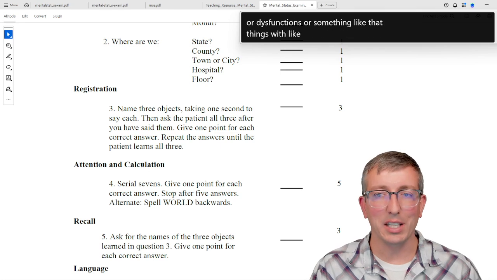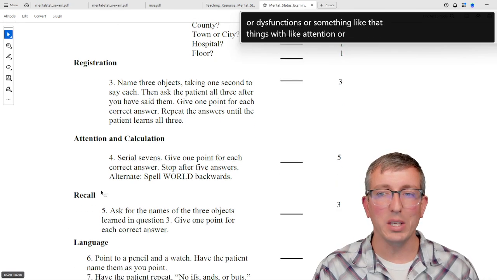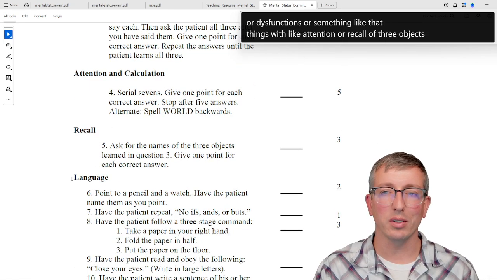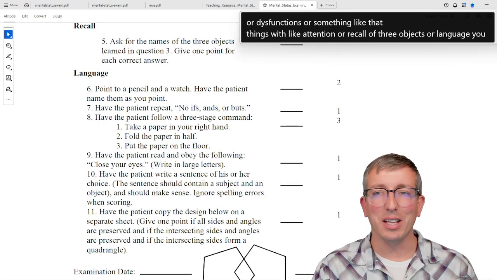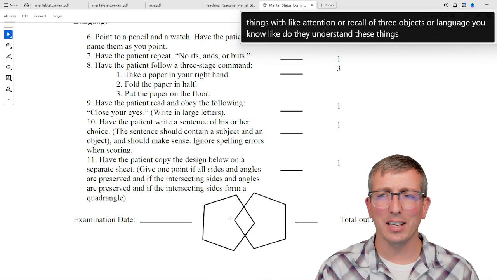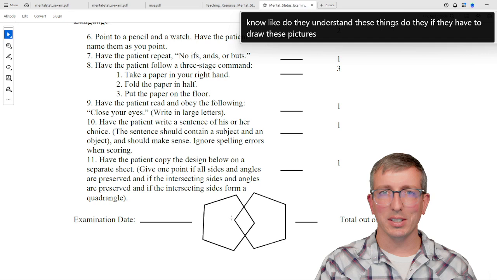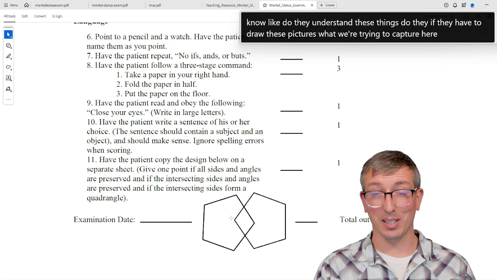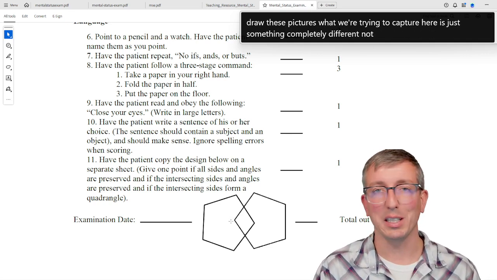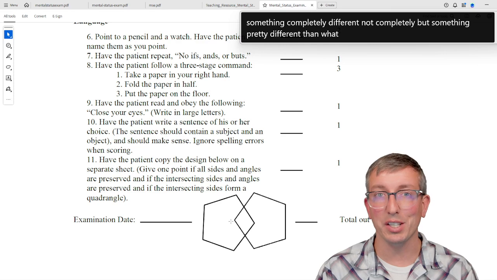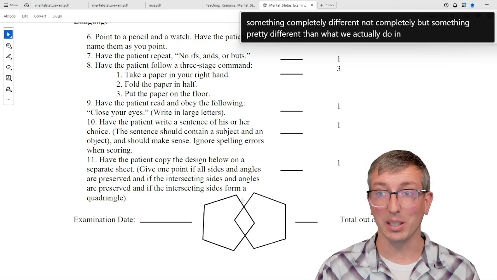Things with attention or recall of three objects or language, like, do they understand these things? If they have to draw these pictures, what we're trying to capture here is something pretty different than what we actually do in our counseling work.